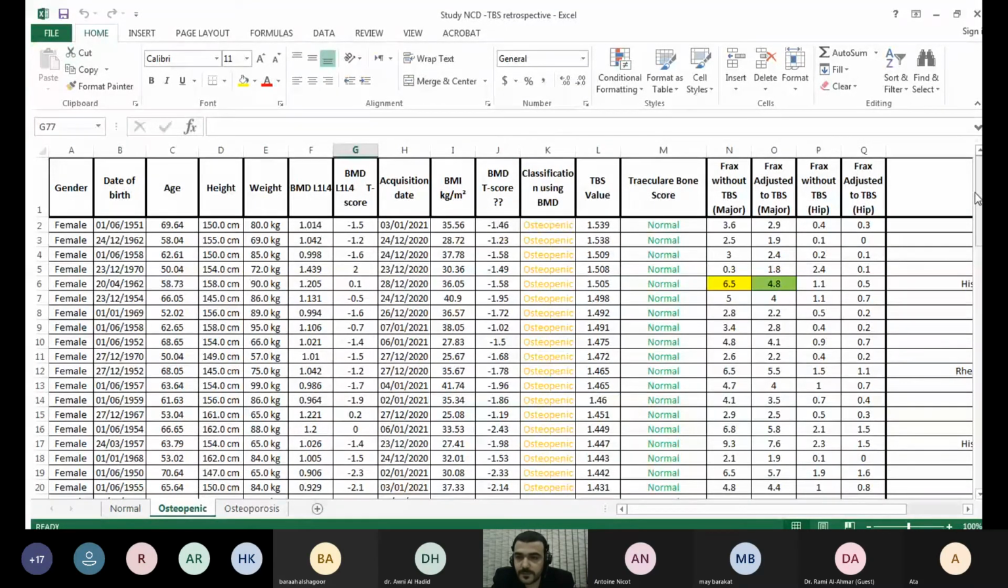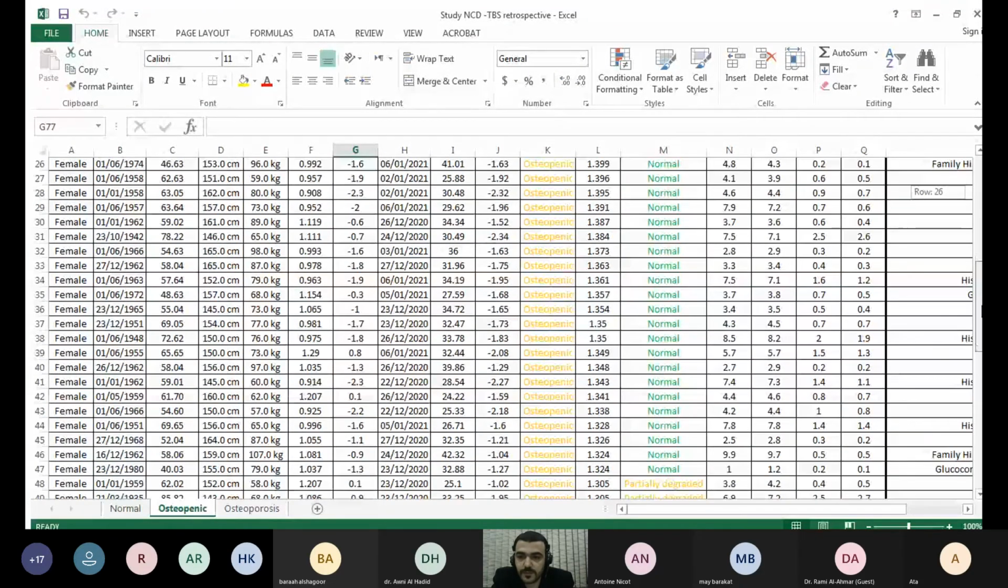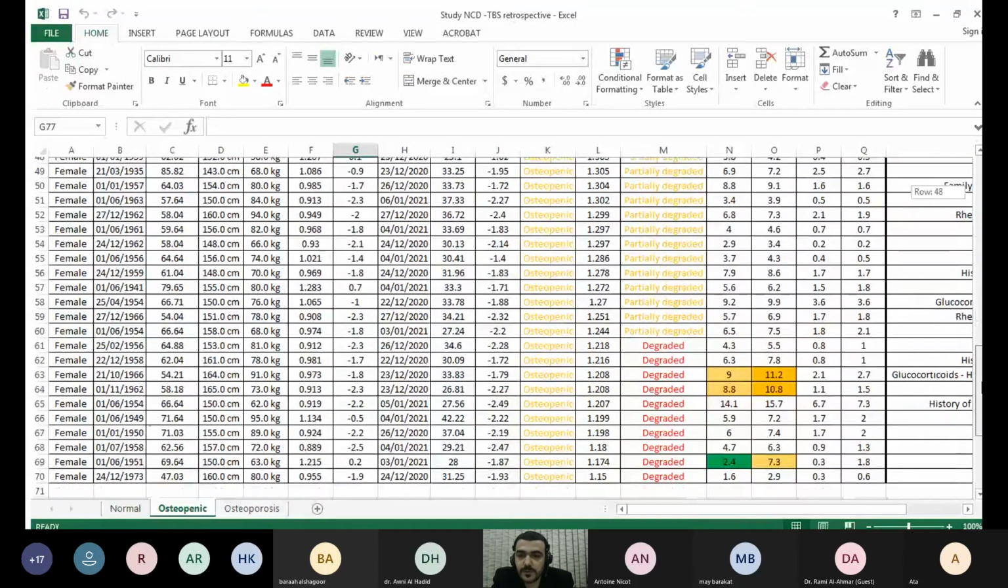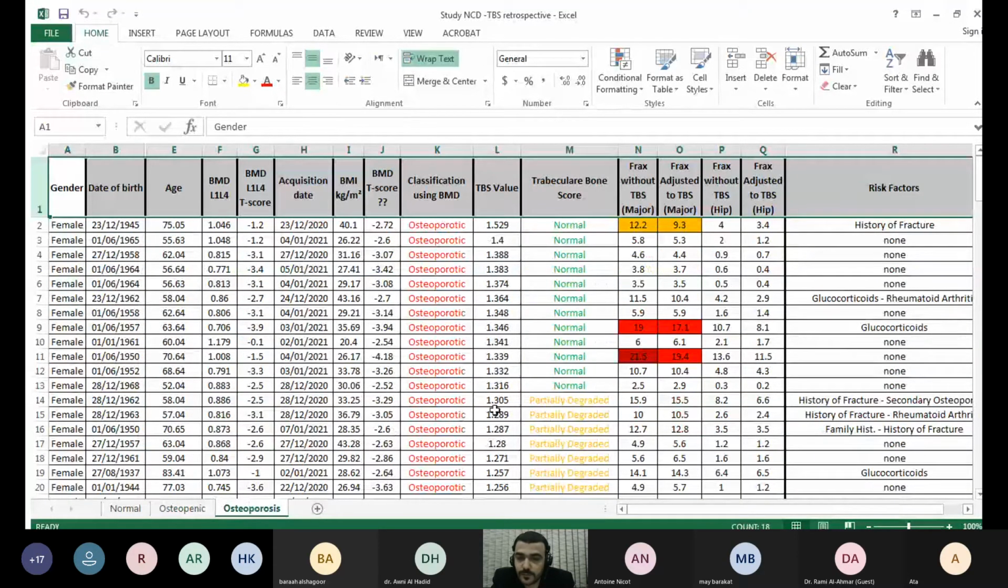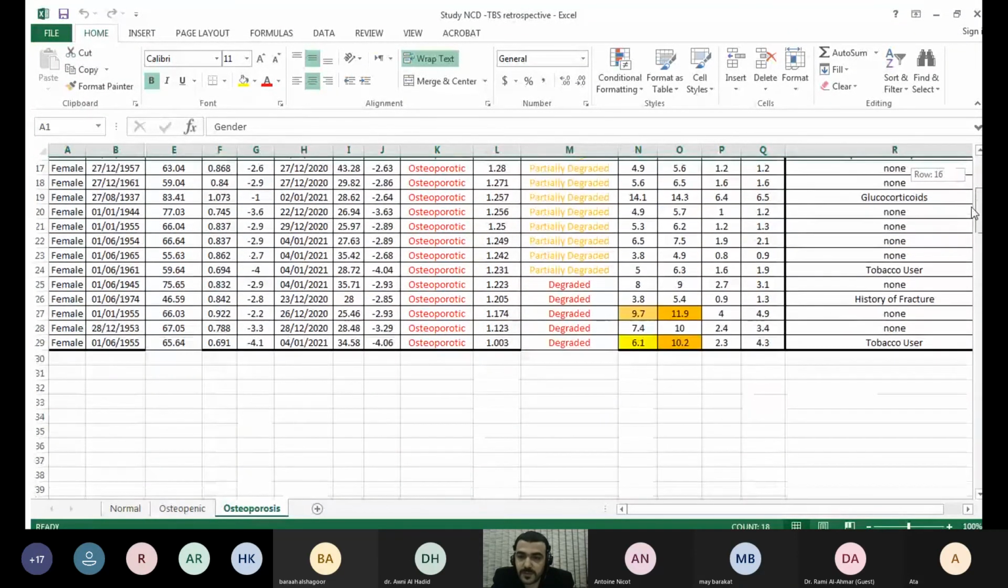The other examples are almost the same, overestimation. Here we have a couple of examples. This patient's major FRAX was 9. It became 11, and this one was 8.8 and became 10.8. Those are very important cases since most of the guidelines will initiate therapy if the FRAX value is over 10%. Let's see finally here the osteoporosis. As you can see, there are a couple of examples.